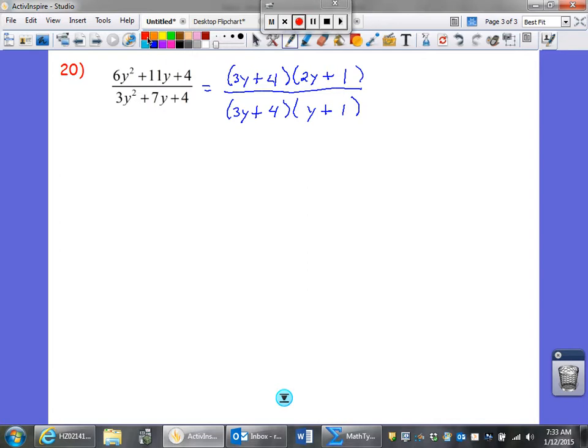So now you look and you see, this is the multiplication sign. Anything to the left or right of this multiplication sign can be completely canceled. So I'm looking at it going 3y plus 4, 3y plus 4, they each cancel. These two are not alike, so they are left in the answer, which is 2y plus 1 divided by y plus 1. And that fraction is reduced. And that completes number 20.